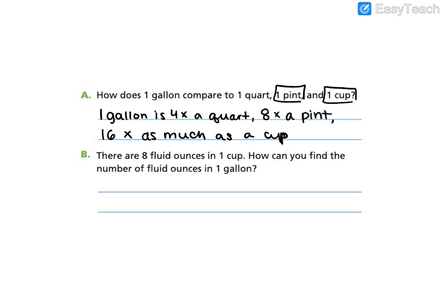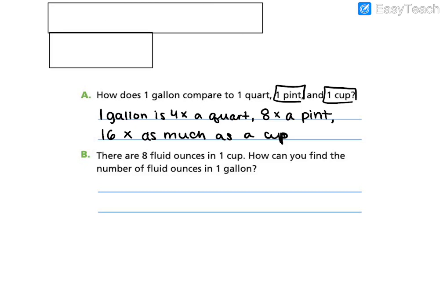And now let's answer question B. If there are 8 fluid ounces in 1 cup, how can you find the number of fluid ounces in a gallon? What they're saying is in this whole chart, we're now imagining that here's our pints. They're double a cup, and we just kept going up and up. Now we'll label this again as our cup. Inside each cup, there are 8 ounces.